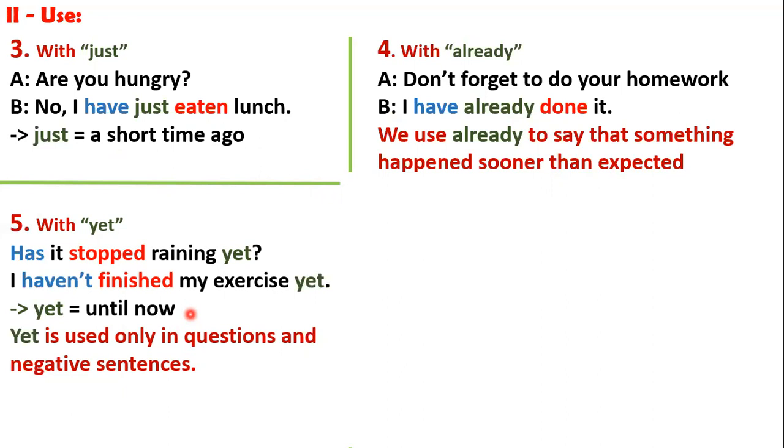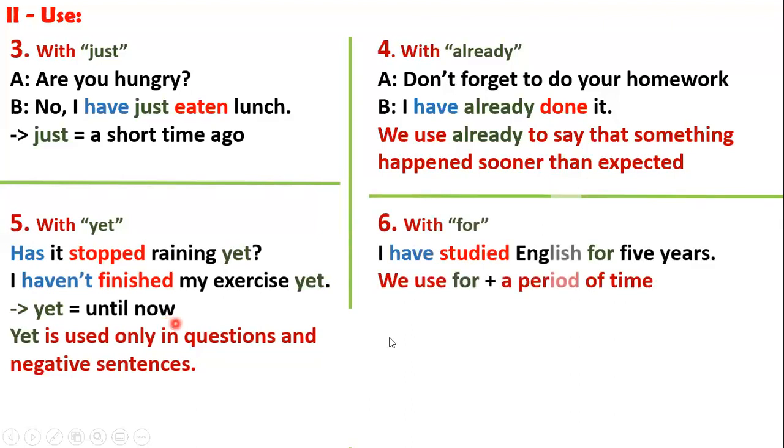Okay? But pay attention. If you notice here, we have a negative and we have an interrogative sentence. Because yet is only used in questions and negative sentences. I haven't finished my exercise yet. Negative. Has it stopped raining yet? Okay. Have we arrived yet? We don't use it with affirmative sentences for the present perfect.